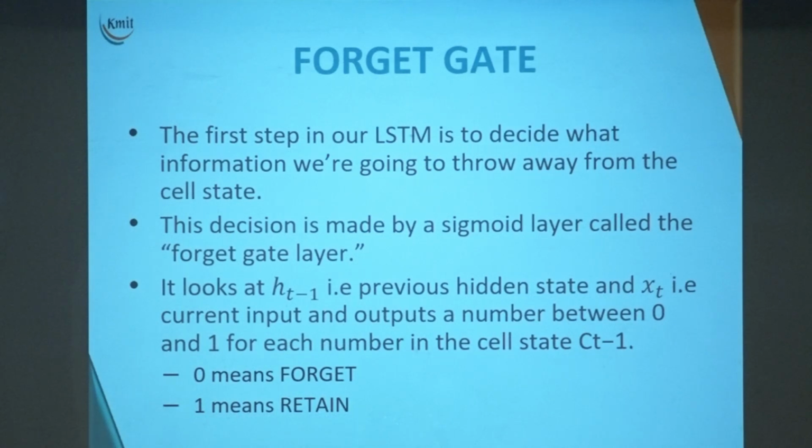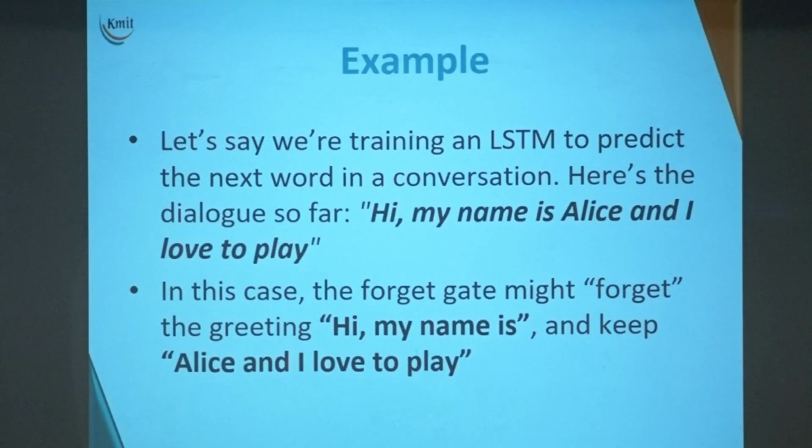So, it looks at the previous hidden state h_t minus 1 and x_t. What is h_t minus 1? Previous hidden state. x_t is the current input word that you are giving, and it will be multiplied with the forget gate output, in the block diagram that I am going to show, to understand if that particular word will be forgotten or retained.